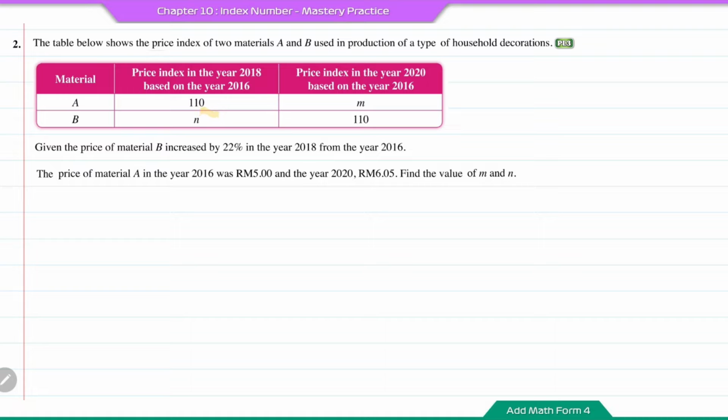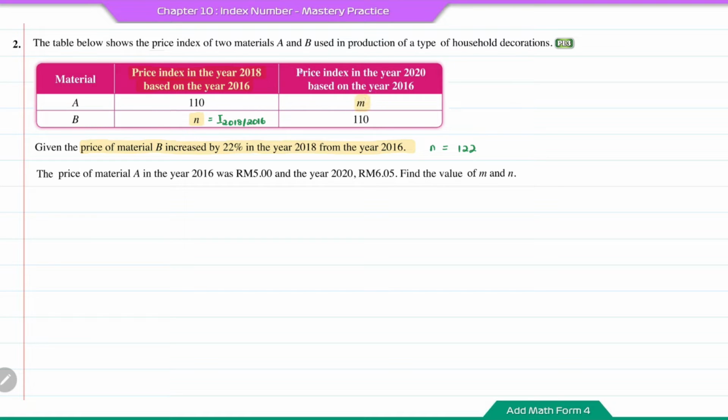So based on the information in the table here, the N is the price index in the year 2018 based on the year 2016. And from this sentence, the information here refers to the N. Therefore, when material B increased by 22%, the price index will be more than 100. So to find the value of N, this will be 100 plus 22, which is equal to 122.